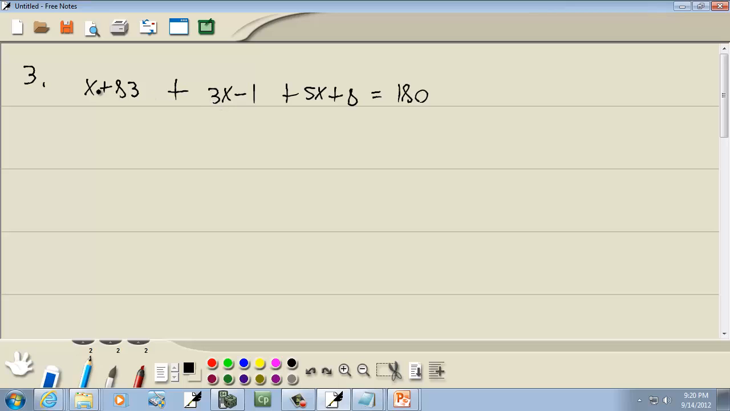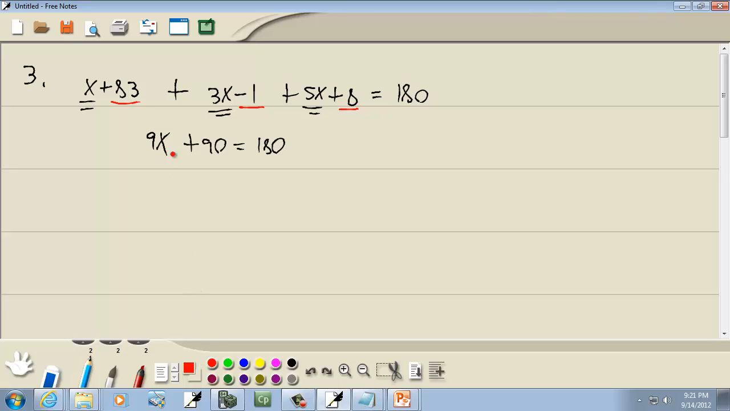Okay, so combine together like terms. X plus 3x plus 5x. This plus this plus this. That gives us 4x plus 5x is 9x. Combine together numbers. 83 minus 1 plus 8. Let's see, 83 minus 1 is 82, plus 8 is 90. Equals 180. Well, get rid of parentheses, don't have any. Get rid of fractions, don't have any.